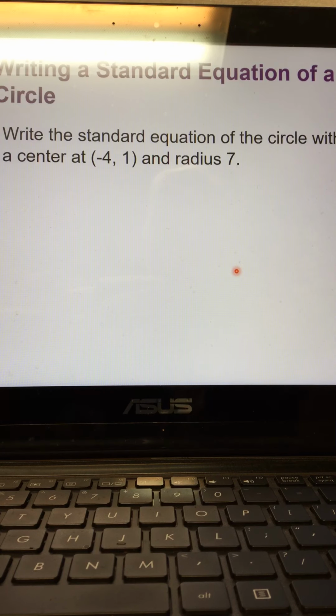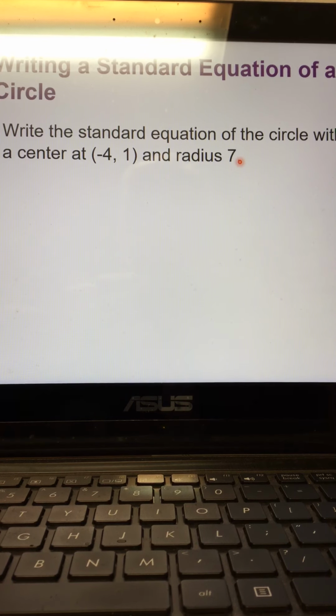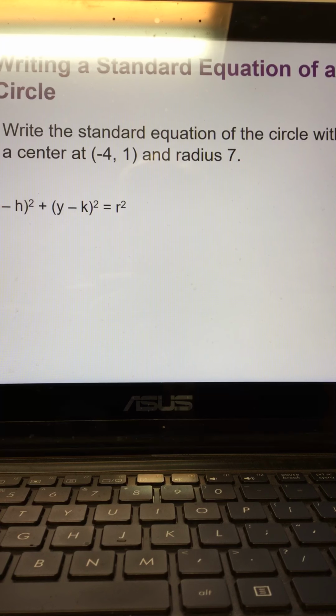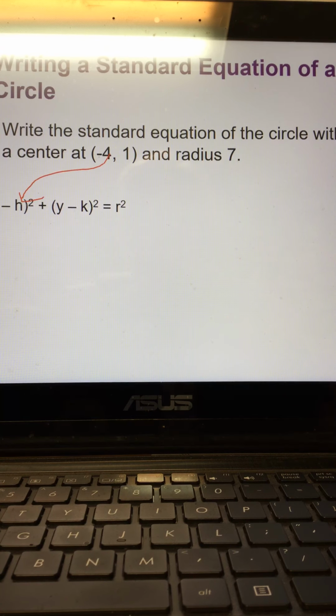All right, here's a second equation. We know the center is negative 4, 1. We know the radius is 7. That's all we need to know, plus the equation. Here's the equation. Does everyone understand where this is your h, this is your k, and this is your 7? So we're going to see a step where those are being substituted in.